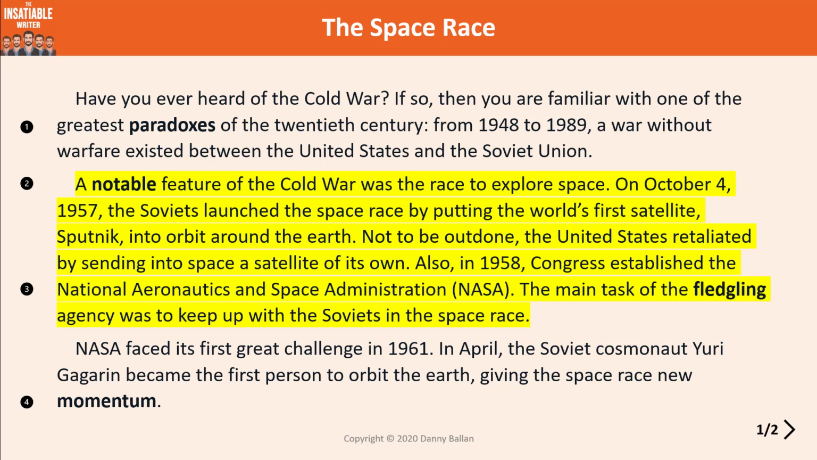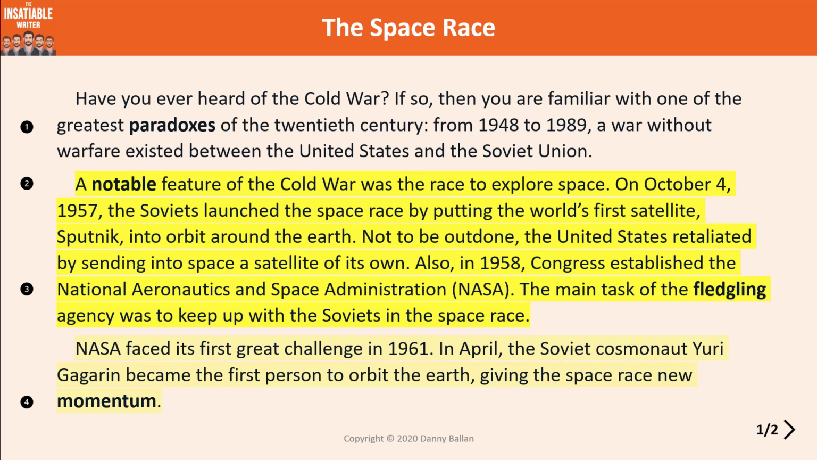On October 4th, 1957, the Soviets launched the space race by putting the world's first satellite Sputnik into orbit around the Earth. Not to be outdone, the United States retaliated by sending into space a satellite of its own. Also, in 1958, Congress established the National Aeronautics and Space Administration, or NASA. The main task of the fledgling agency was to keep up with the Soviets in the space race.